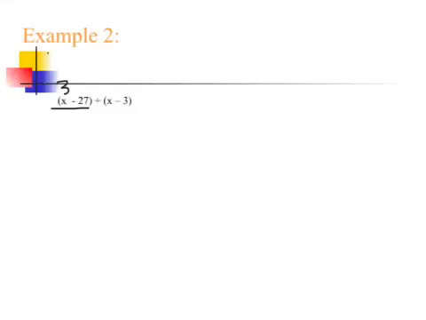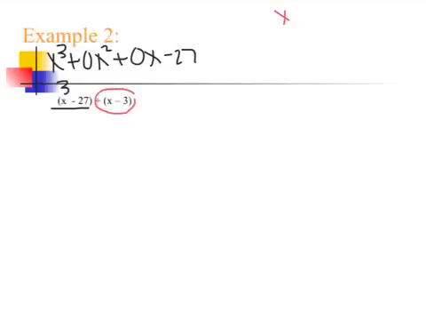So we're going to rewrite this as x cubed. We don't have an x squared, so we're going to say plus 0x squared. We don't have a plain x, so we're going to say plus 0x, and then we have our constant, which is minus 27. Okay, our second step is to take our divisor, the one you're dividing by, x minus 3, set that equal to 0, and solve that, so we get x equals 3. And that tells us what we're going to put in the box.